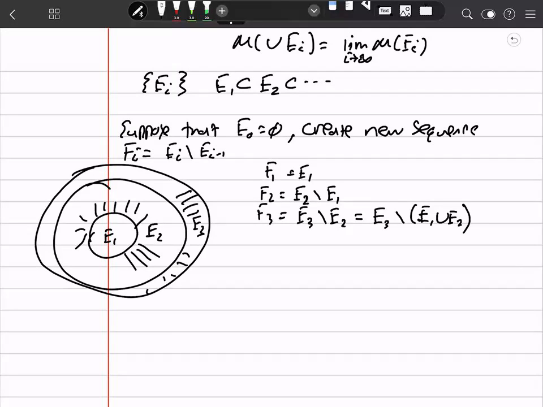And just by looking at it here, we see that the union of the E sub i's is equal to the union of the F sub i's. Essentially, the union of the E sub i's is kind of overcounting because we have overlap, and the union of the F sub i's is taking the same material but removing all of the overlap.